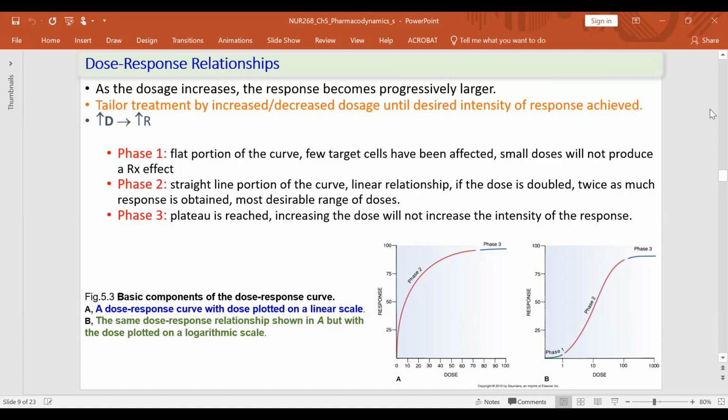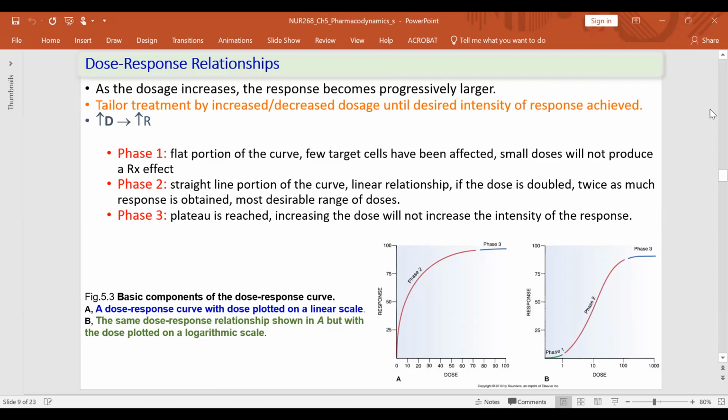In stage 3, that's when the plateau is reached, and increasing the dose will not increase the intensity of the response. The response will be maintained at the same level. No matter how much you increase the dosage, the resultant response will be maintained at the same level.